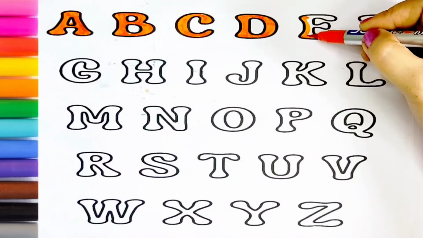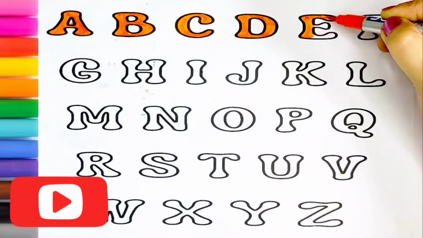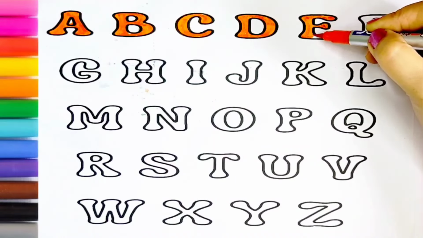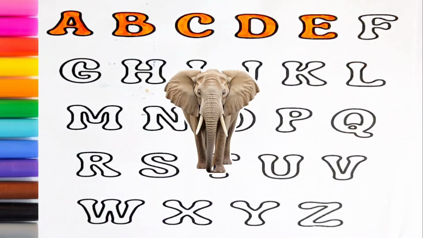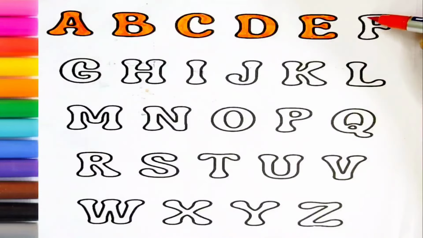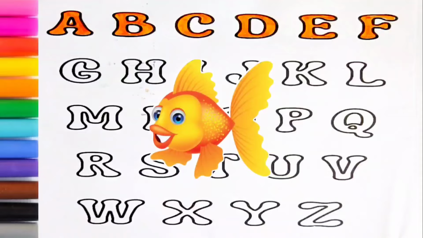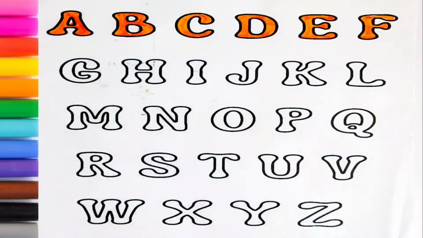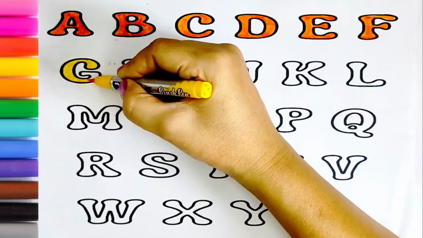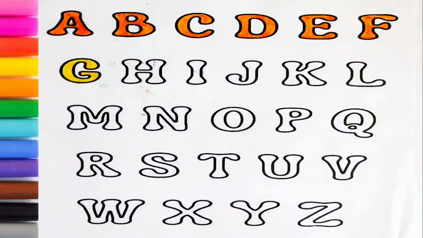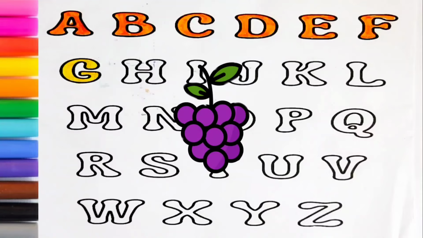E. E for elephant. F. F for fish. Yellow color. G. G for grapes.